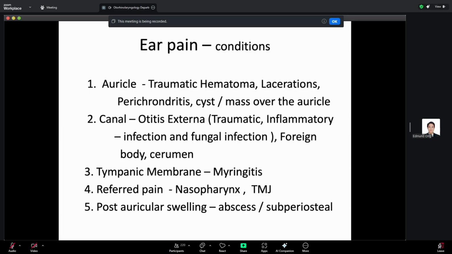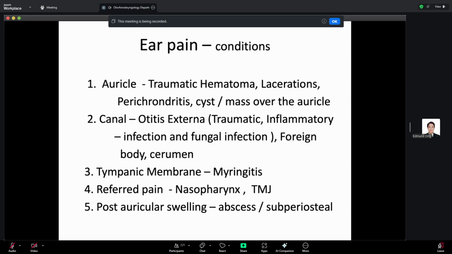So, what conditions usually present with ear pain? For the auricle, usually a patient with traumatic hematoma or perichondritis. When patients have a trauma over that area, for example, a vehicular accident, there can be laceration over the area. Look for any cyst or mass in the auricle. And for the external canal, otitis externa is very common, secondary to initial manipulation, then infection.